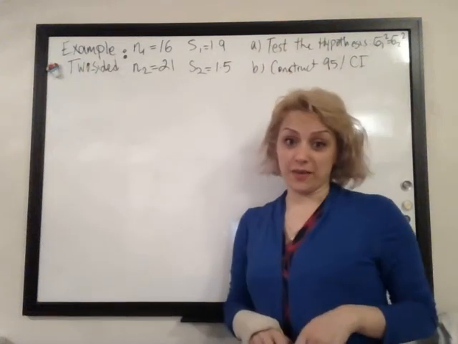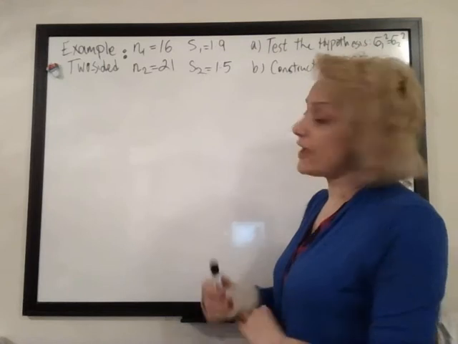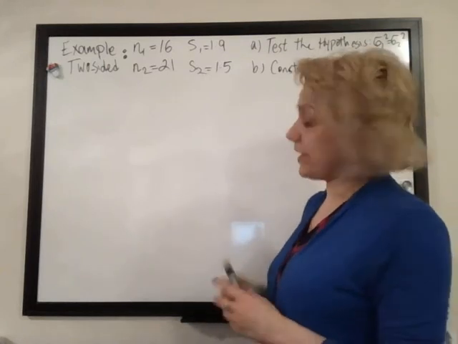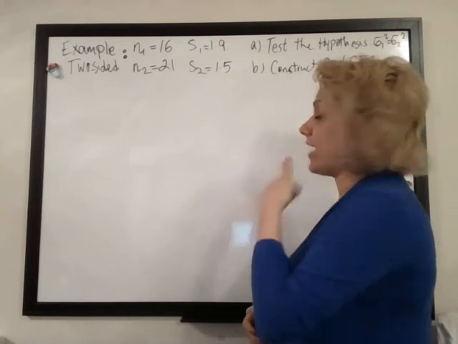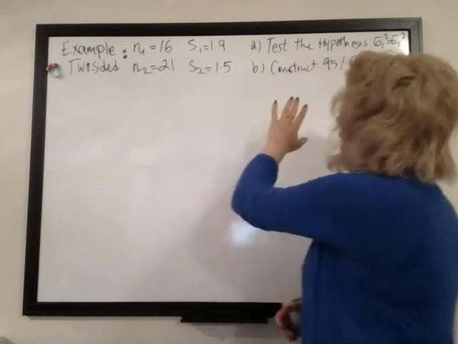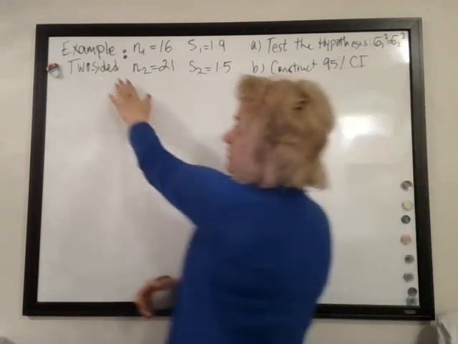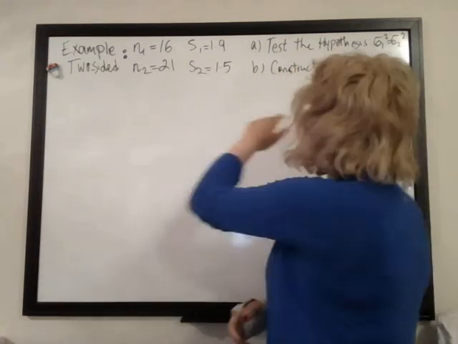Here is another example that we want to work on together. With this one, we have two samples, n1 and n2. For each sample, we have the data points, so we can find S1 and S2 for them. In the question, we have been told that we are working with the two-sided.